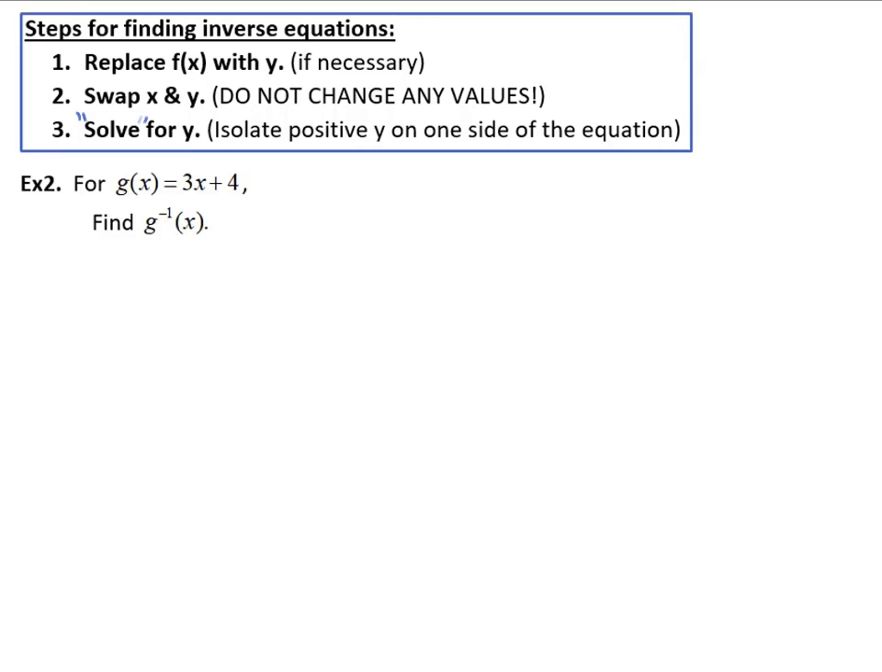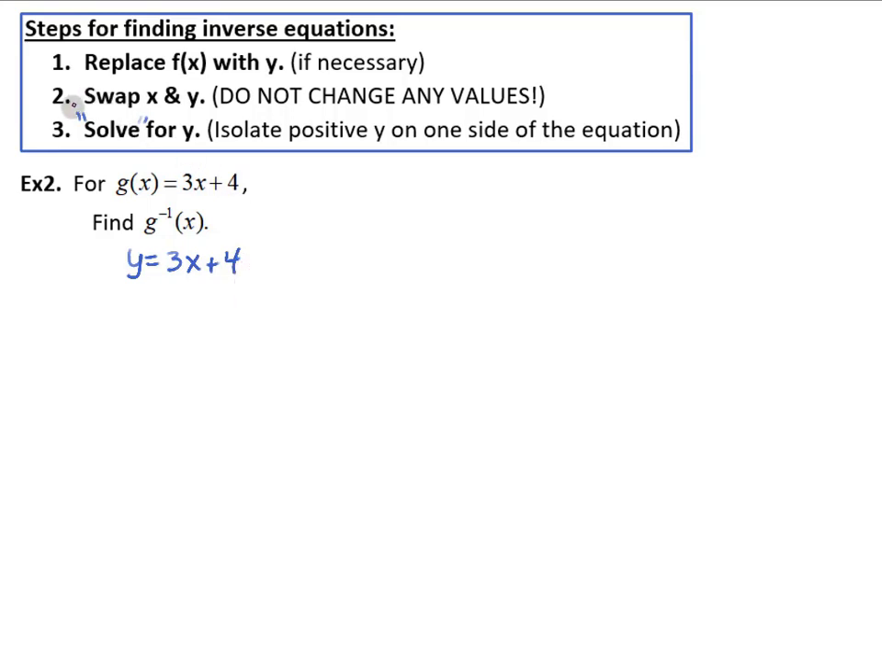Okay, so let's try an example. For g of x equals 3x plus 4, find g inverse of x, or the inverse of g of x. Okay, so running through our steps, step 1 is to replace f of x with y, in this case g of x. So we're going to come to this top function, and where g of x is, we're going to write y, and then we're going to write the rest of our equation equals 3x plus 4.